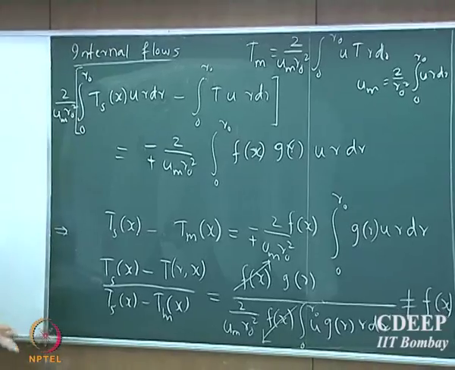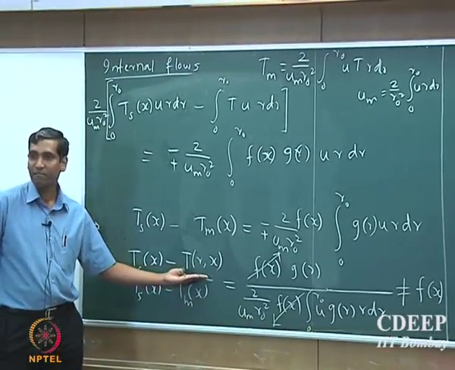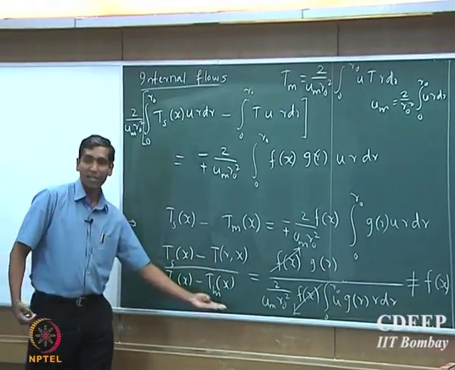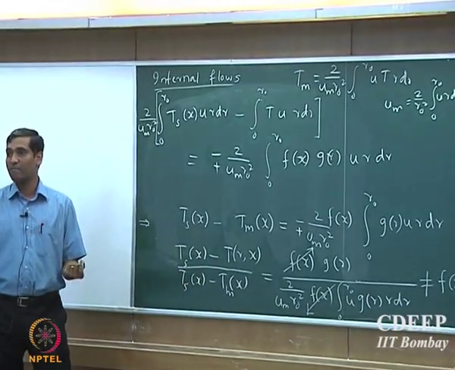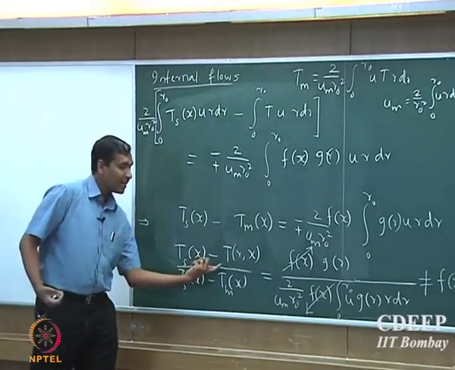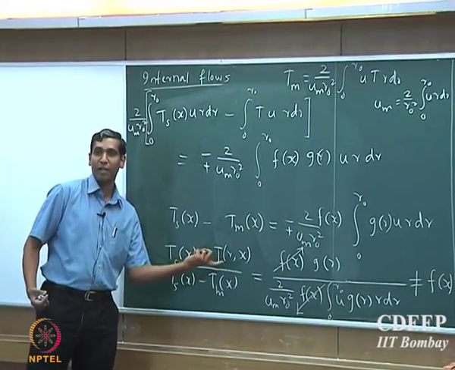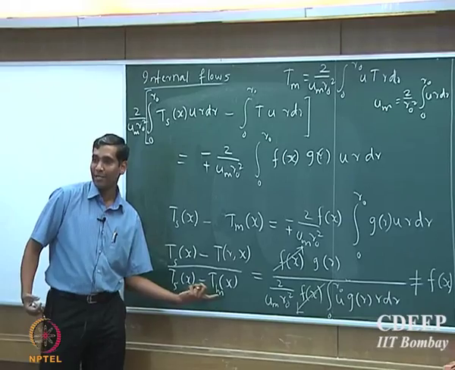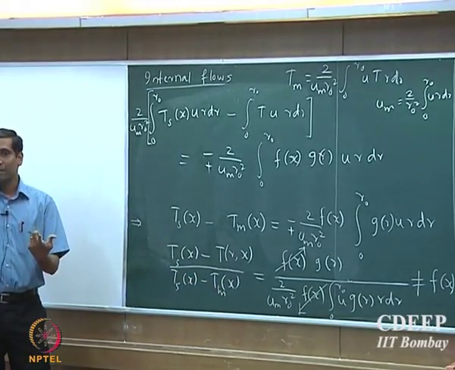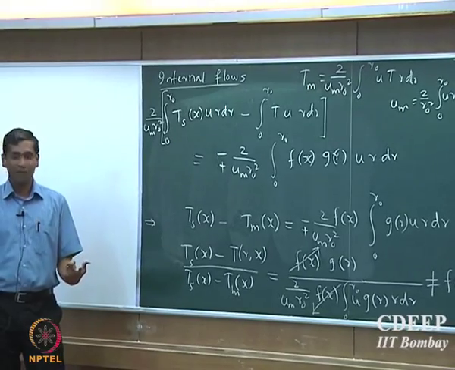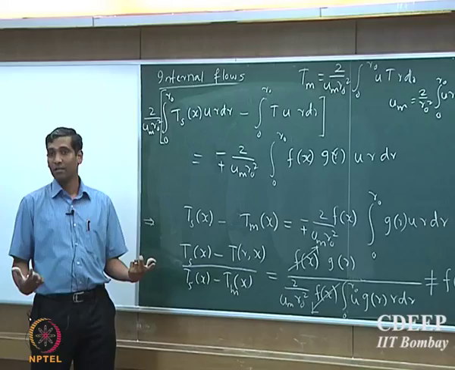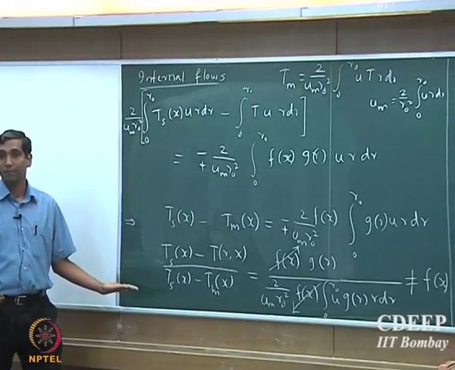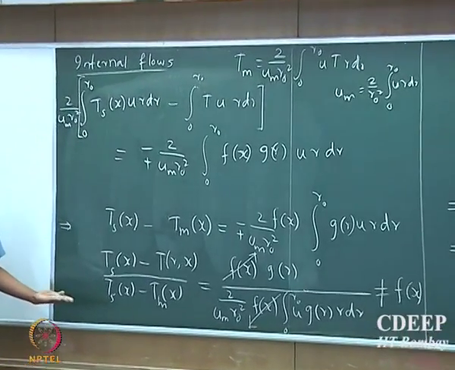What it means to say similar profile is that Ts minus T, the profile that you will get for Ts minus T and that for Ts minus Tm would be exactly the same in the x direction. So the profile that you will get for the difference in the surface temperature and the local temperature and the difference in the surface temperature and the mixing cup temperature, that difference will be the same at any location in the fully developed regime. So as a result, this ratio is not a function of the axial position. So that's an important result.